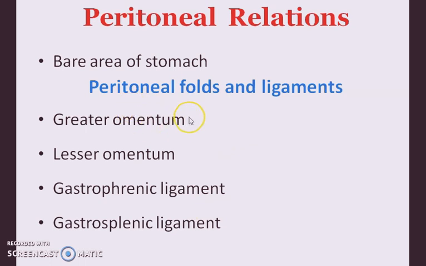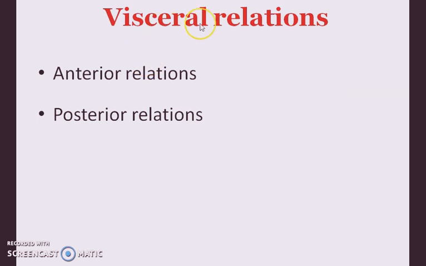We have seen that the greater omentum is attached to the greater curvature of the stomach, and from here it hangs down to the transverse colon. The lesser omentum is attached to the lesser curvature of the stomach and from here it extends to the liver. The gastrophrenic ligament is attached to the cardiac end of the stomach, and the gastrosplenic ligament is attached to the fundus of the stomach. Now we'll see the visceral relations of the stomach, and we will be studying these visceral relations under these two subheadings, that is anterior visceral relations and posterior visceral relations.